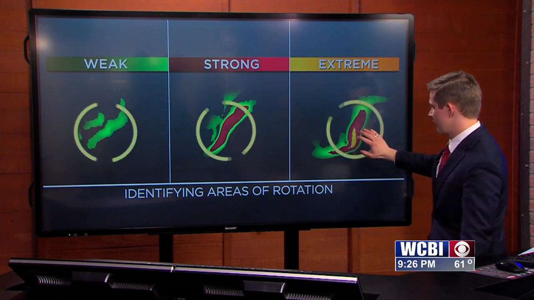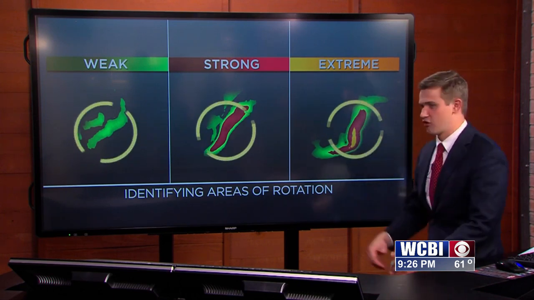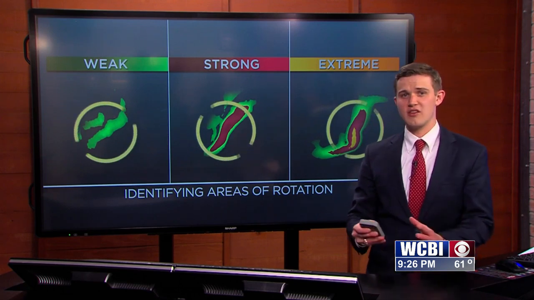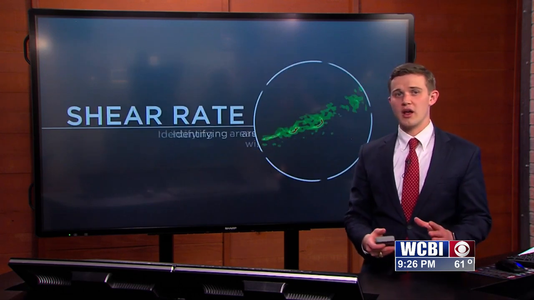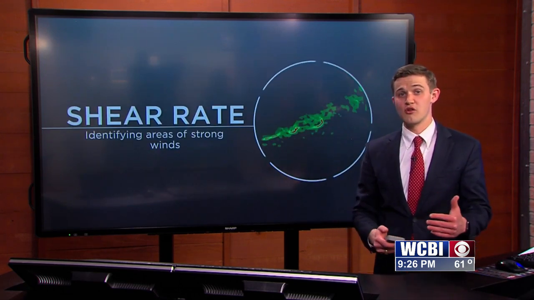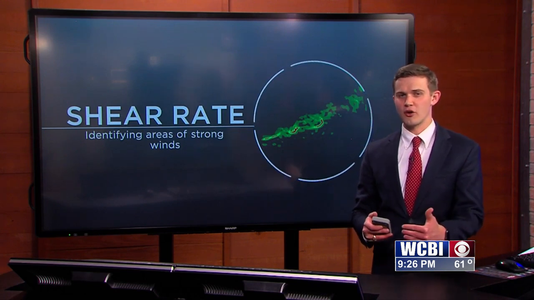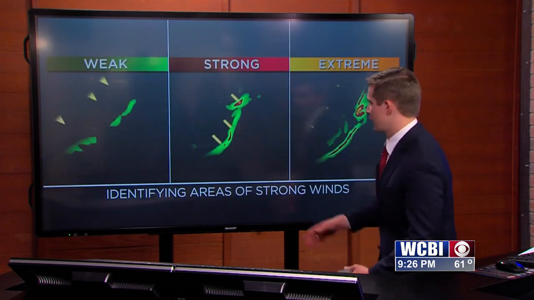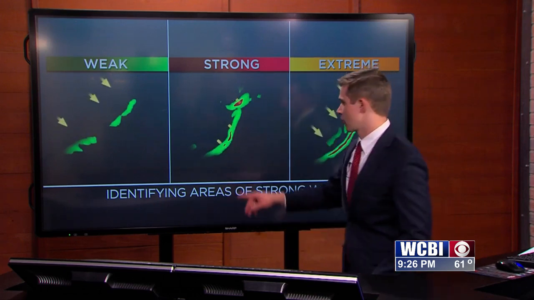You're also going to get a very strong change in wind speed right here, marked by those reds and those yellows. It's a little bit different when it comes to straight line winds. We also use shear rate for that, and it's a little bit simpler for the simple reason that you're not looking for an S shape here. You're looking for basically a straight line.